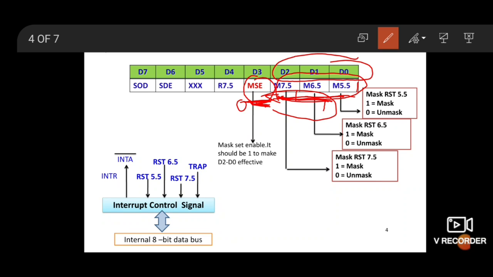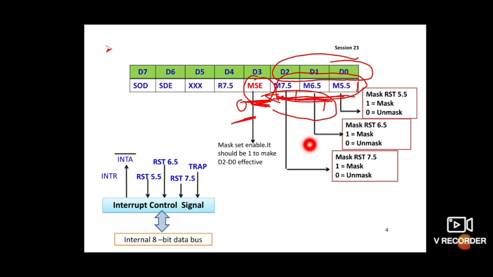Okay, because MSE is 0, MSE stored 0, but you want to activate these pins M7.5, M6.5, M5.5, then MSE stored 1. So then D0 to D2 pins are activated. Understood, student? Now the next pin is R7.5.